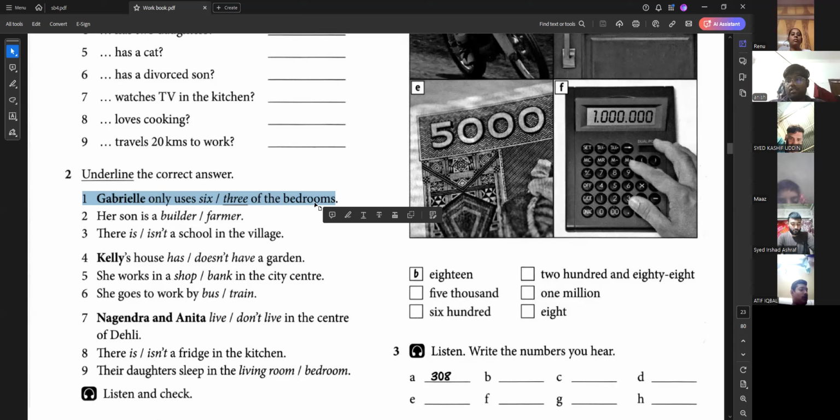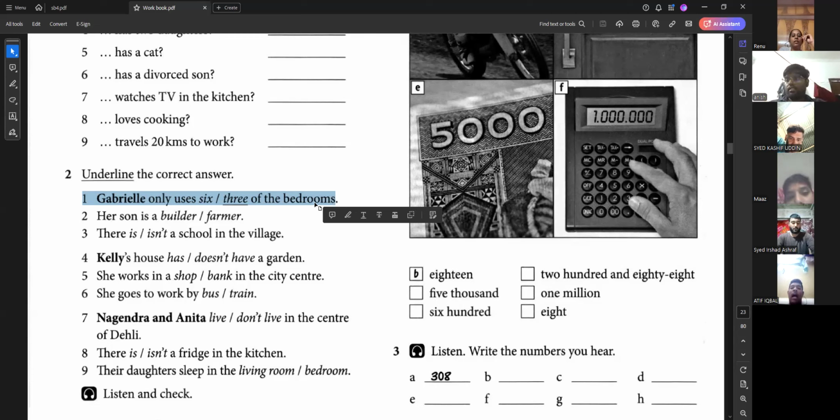Number 5: She works in a bank in the city center. She works in a bank in the city center. Number 6: She goes to work by train. Very good. Number 7: Nagendra and Anita don't live in the center of Delhi. They don't live in the center of Delhi now. They said, yes, our flat is not in the center.